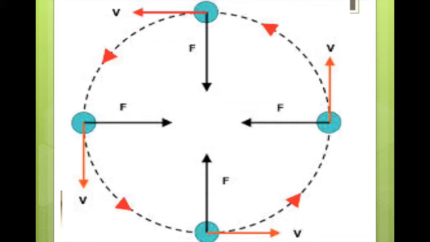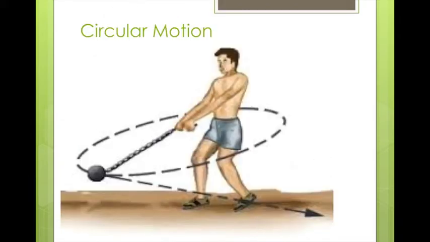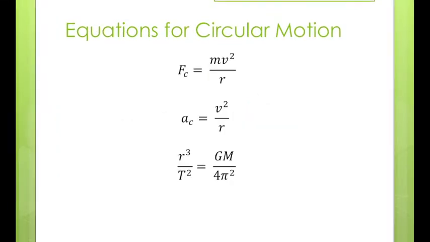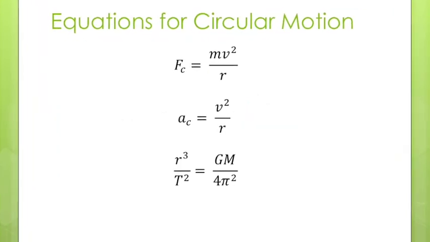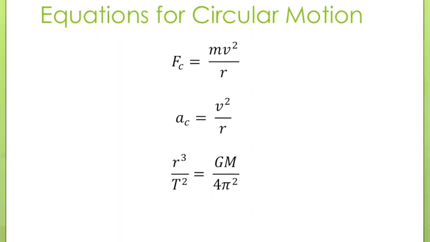Another observation we can make is that the velocity at any moment is a tangent to the circle, which is quite obvious because, once again, imagine you are swinging a rock with a string. When you let go of the string, the rock will not continue moving in a circle, it just flies away as a tangent. There are three important equations for circular motion.